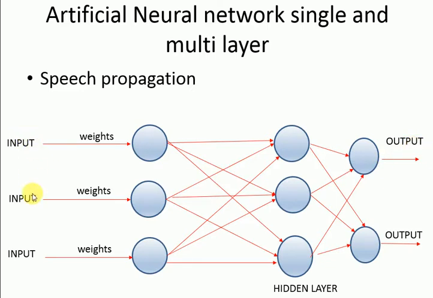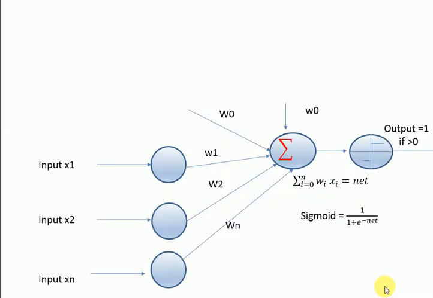Like this, the input of the multi-layer network is taken, and there are weights, which at the beginning are taken randomly, and then the middle layer is called the hidden layer, and then the output is calculated. Now these are the inputs. X1 to Xn are the inputs, and W0 to Wn are the weights. Sigma of i equals 0 to n of Wi into Xi equals net, and that is equal to sigmoid, 1 over 1 plus e power of minus net. So that is how the hidden layer value is calculated.